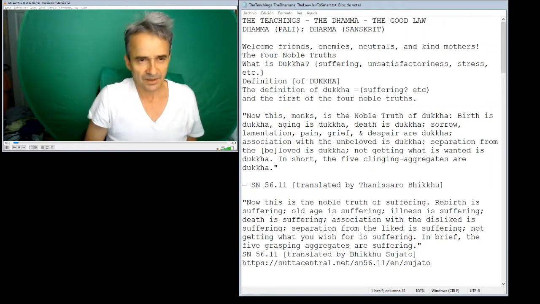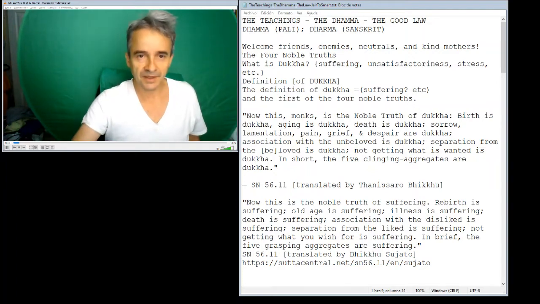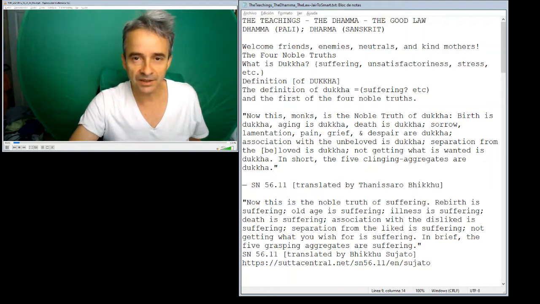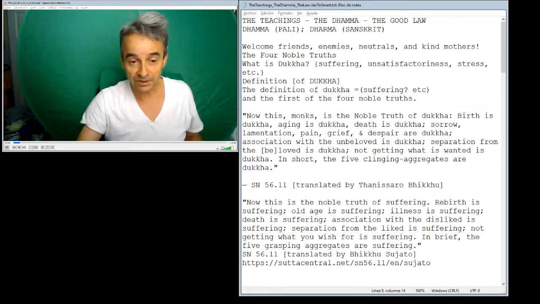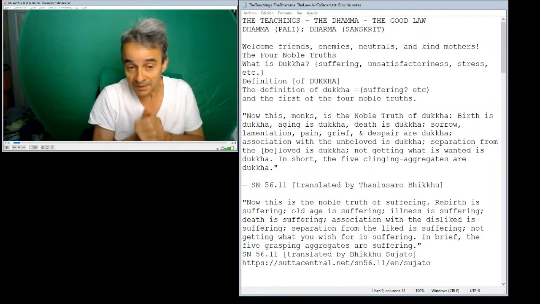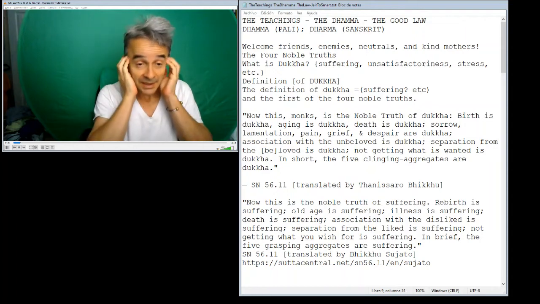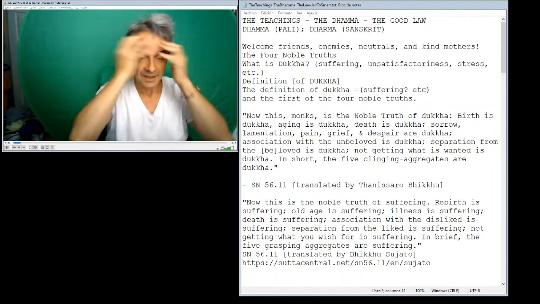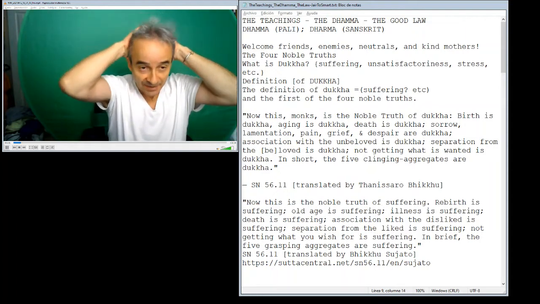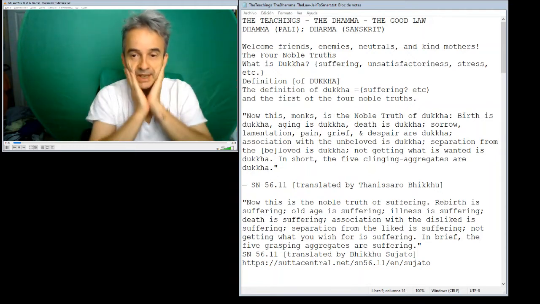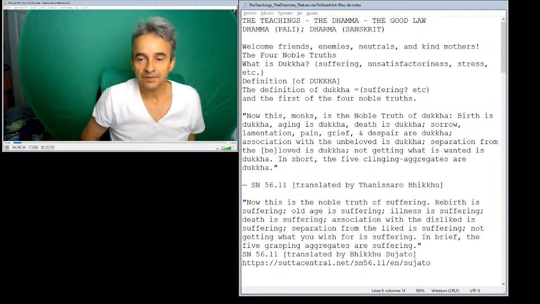It is often called the Buddha Dharma, also translated as the good law. The law that is good for one to follow if one is going to eliminate suffering in this life. Okay, so the four noble truths.